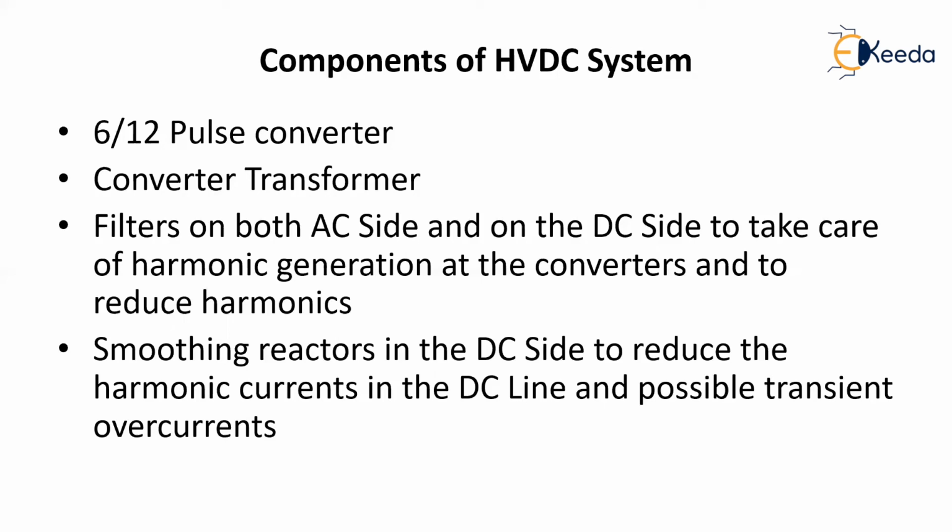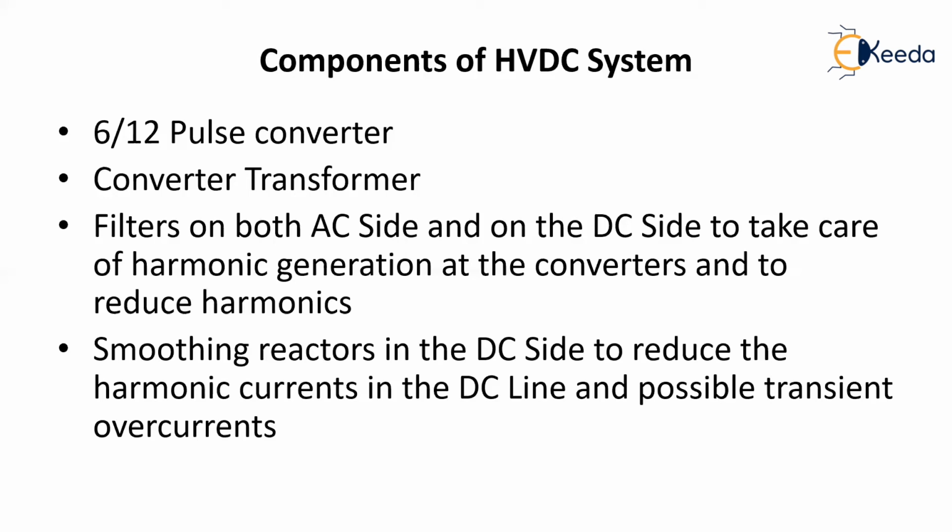And third one is the filters. So we know why we are using filters. We need to mitigate the harmonics. So we need to have filters on both the AC side and DC side to take care of the harmonic generation and also to reduce the harmonics. At the same time, these filters will support the reactive power compensation as well. So the filters on the AC side and DC side will reduce the harmonics. For example, we may have first harmonic, third harmonic, fifth harmonic, and then 11th harmonic. Likewise, it will go on. All the harmonics can be reduced with the help of these filters. At the same time, it will support the reactive power requirement of the system as well.